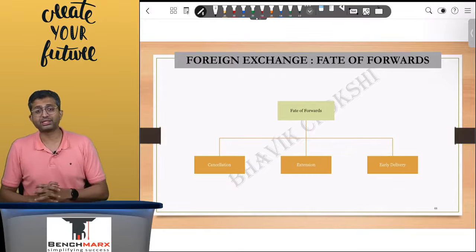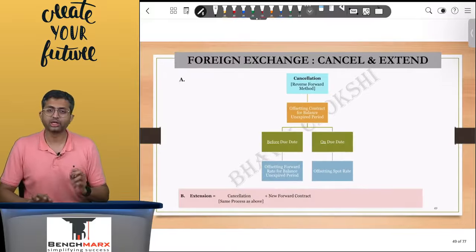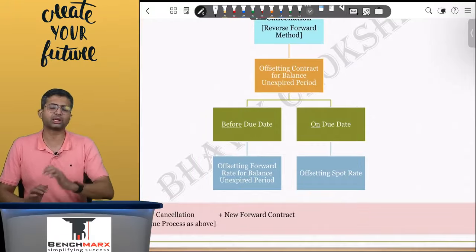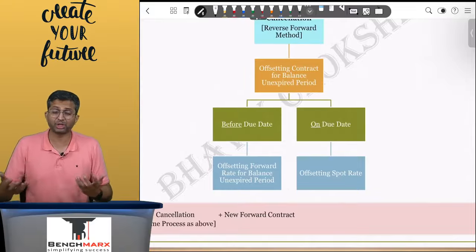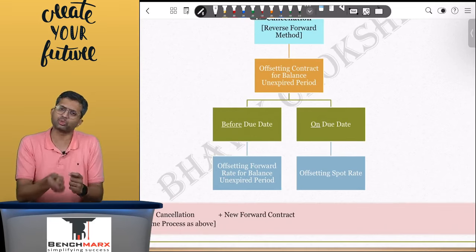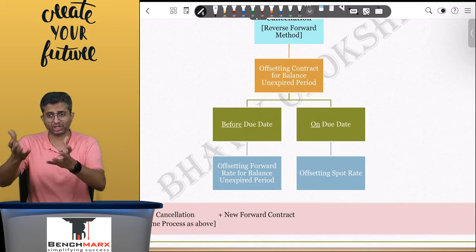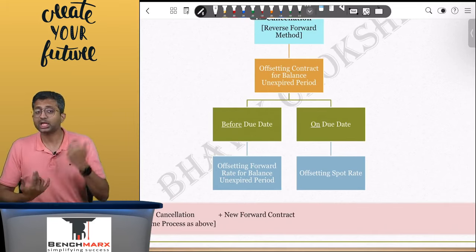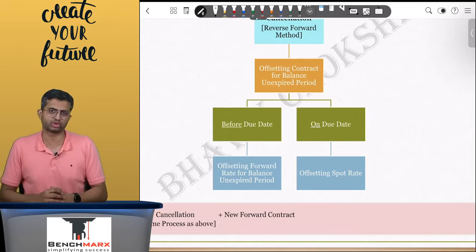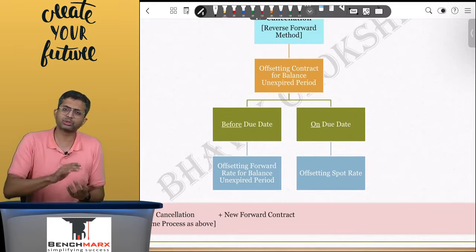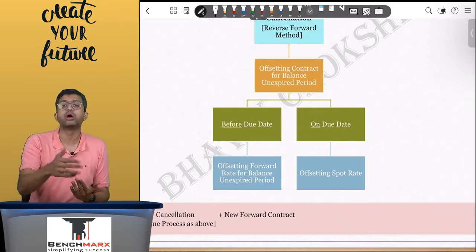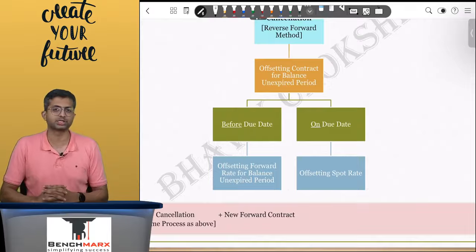Sometimes what might happen is, you might come on the date of maturity and say that I'm unable to take the delivery or unable to pay, in which case there is no balance unexpired period, and hence the cancellation will again happen at the opposite action. So if you are an importer, you had agreed to buy the dollars, now you will have to sell those dollars. But at which rate? Well, at the spot rate, because you are at the maturity date. If it is before the maturity, then you will again enter into a sell transaction for the balance unexpired period, that is the reverse forward.